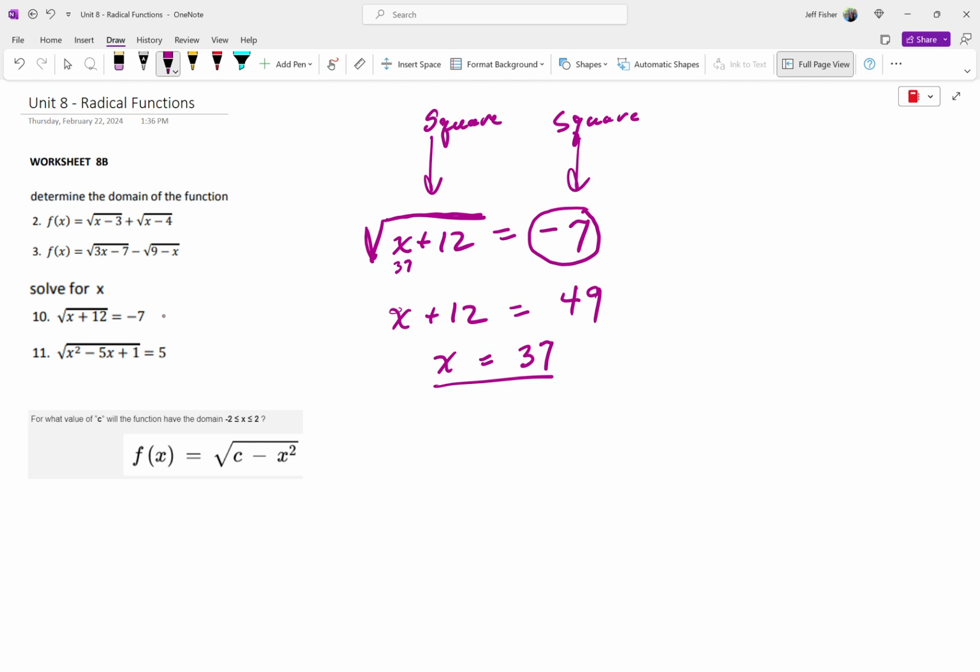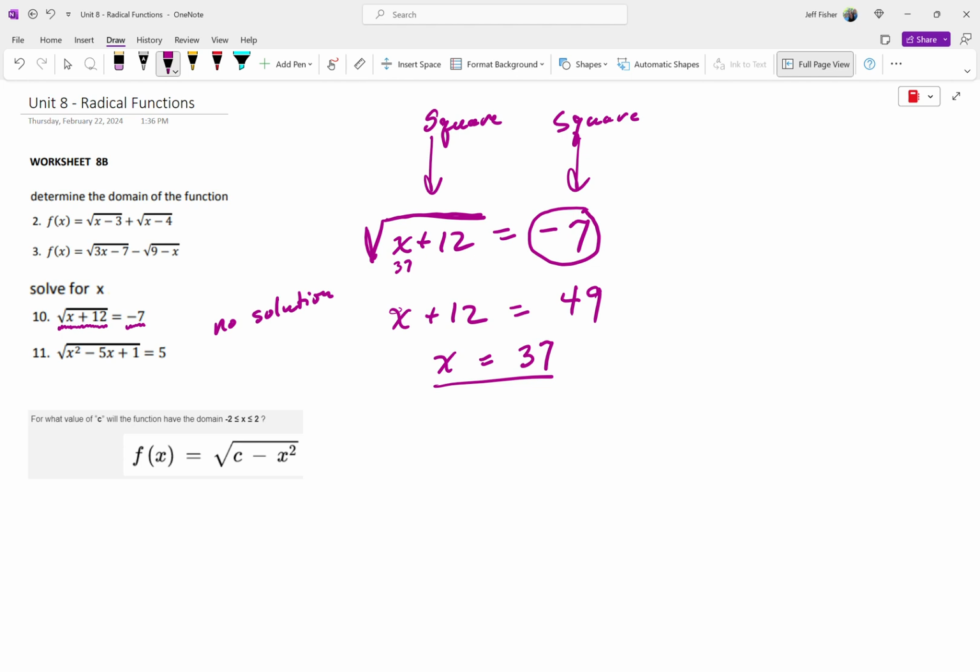So this function is undefined. This function has no solution. No solution. It has no solution because we cannot come up with a value under the radical that will equal a negative number. And I should have noticed that from the get-go. So you can go to the trouble of squaring both sides, but it's going to give you what we call an extraneous solution, right? It's not going to work because we need the positive value on the return in order for this to be a function.